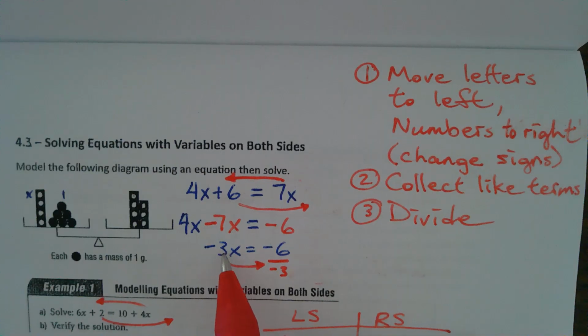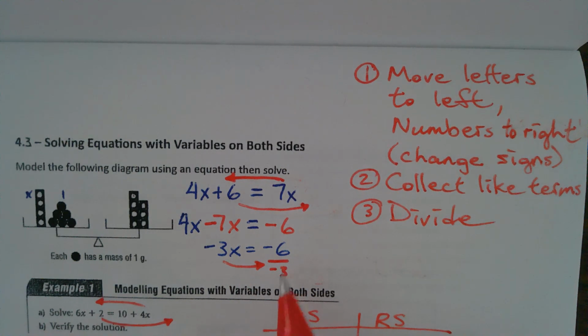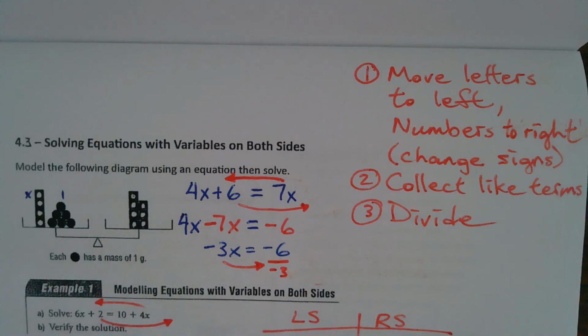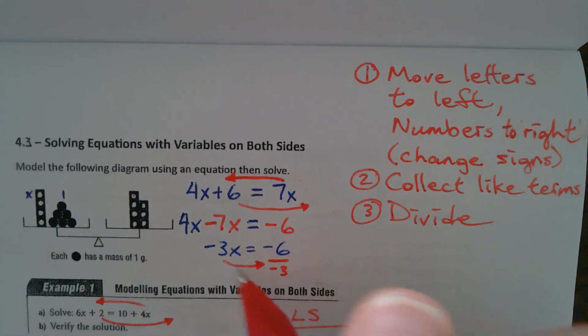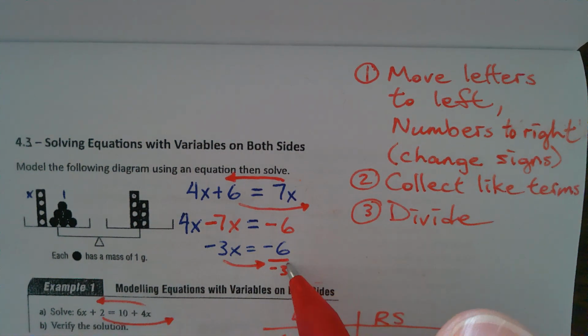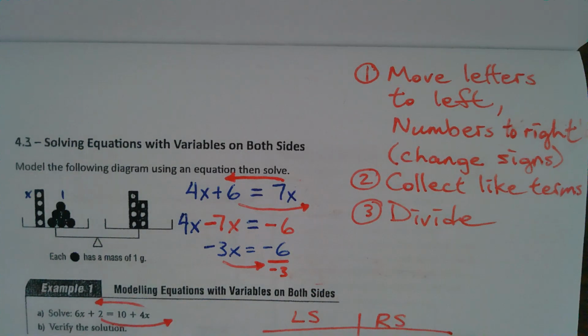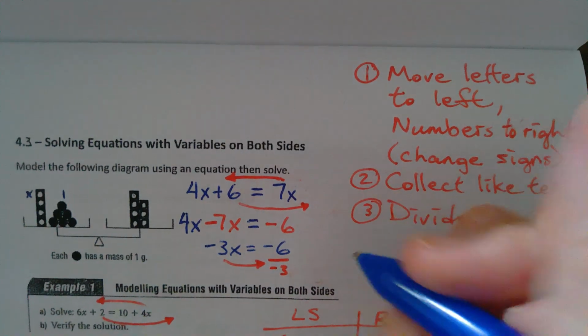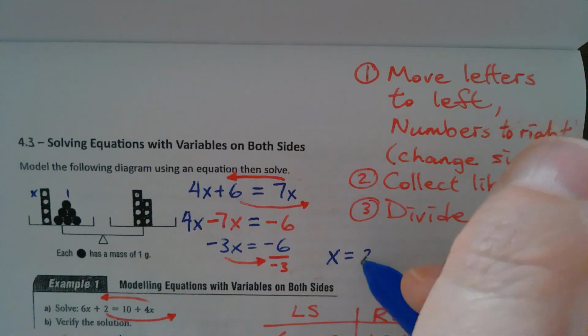Why is it negative 3? Because right here, I have negative 3 times x. So opposite is divide. Right? If I divide and change the sign, I would have doubled it. I would have undone it twice. Okay, so that's why I'm dividing by negative 3, because the opposite operation here is from multiply to divide. So what does x equal? X equals 2. Yeah, that's it.